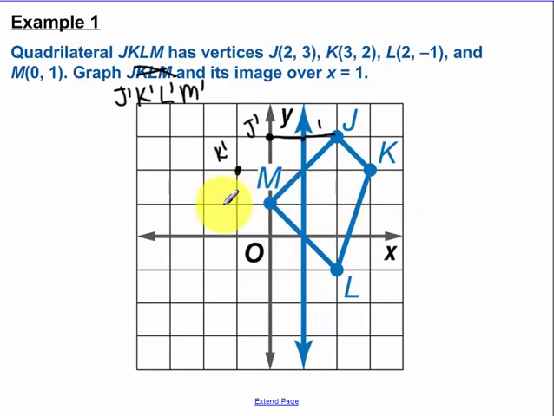I don't go 1 unit this way. I have to reflect across this line. So this is my new M. L is 1 unit away. L prime is 1 unit away. So we have this new image.